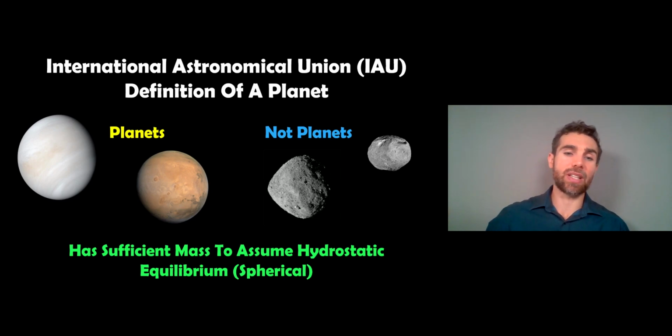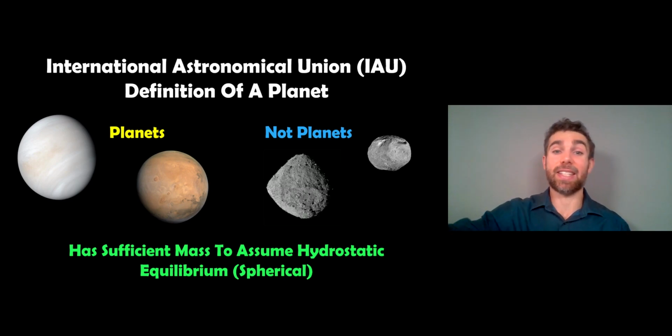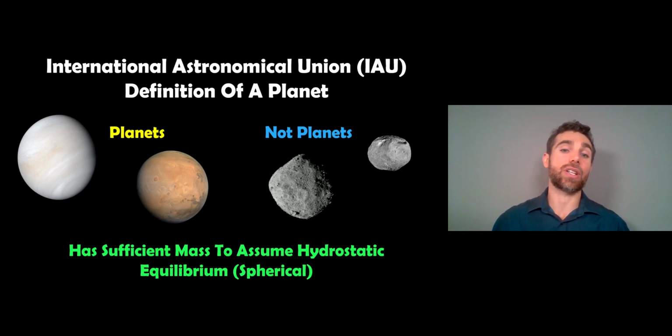Some of the other criteria mean that it has to orbit the sun or a star, and that it clears the area out. But the one we're interested in today is its spherical shape, essentially.